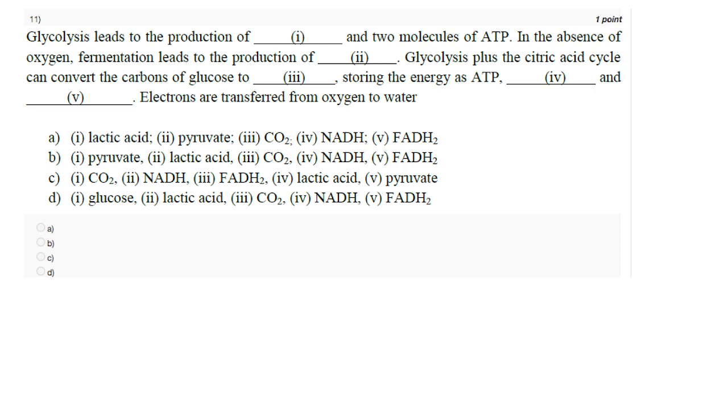So let's move on to the next question. Glycolysis leads to the production of something and two molecules of ATP. In the absence of oxygen, fermentation leads to the production of something else. Glycolysis plus the citric acid cycle can convert the carbon of glucose to something, storing the energy as ATP and something. Electrons are transferred from something to oxygen to water. Fill in the blanks. Which option is correct?